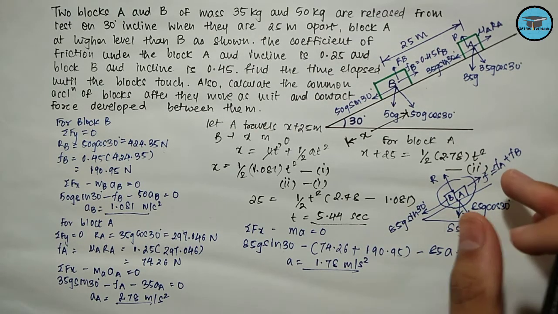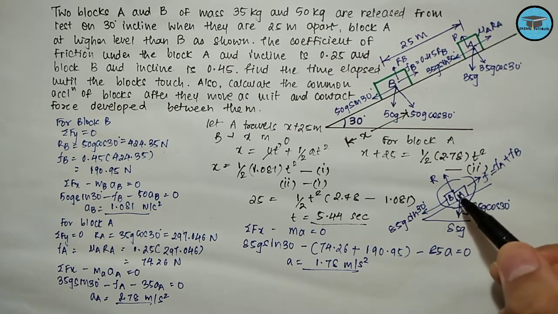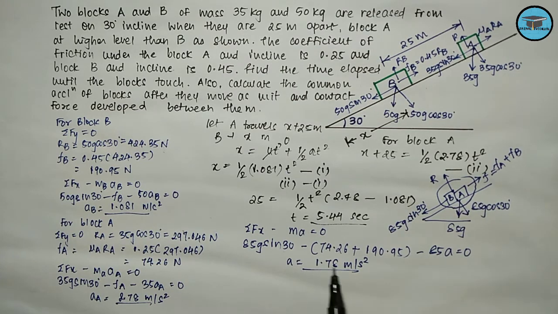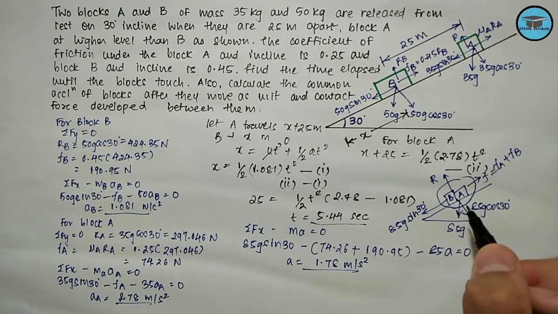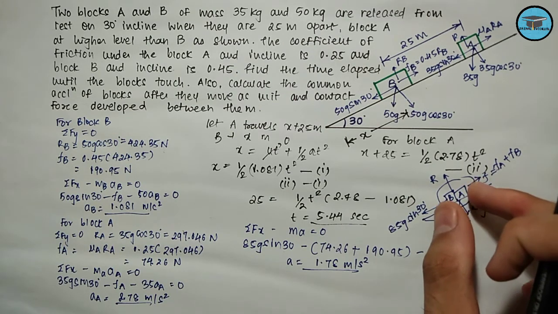Now we need to determine the contact force developed. The contact force will be developed only when these two blocks are in contact with each other. So these two blocks are moving with an acceleration of 1.78 meter per second square, so we need to take this acceleration while determining the contact force.